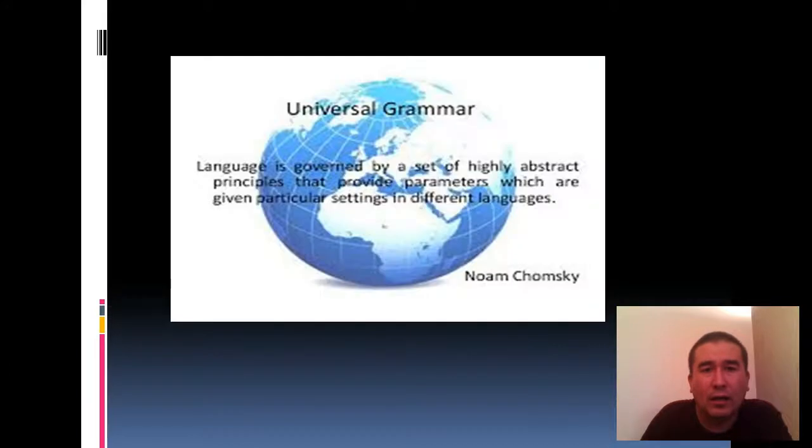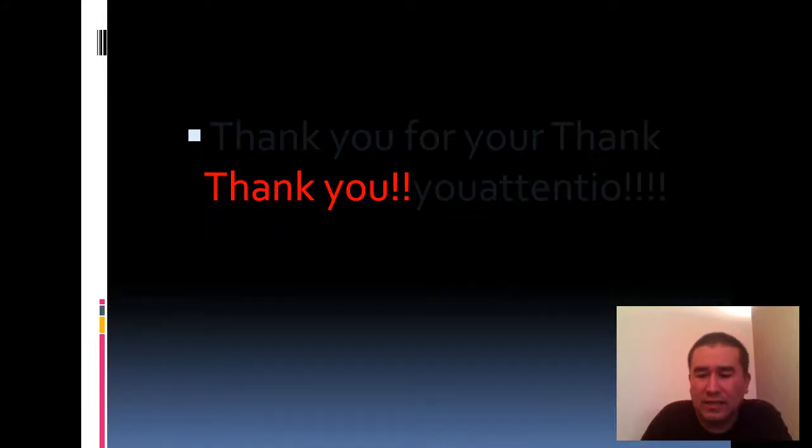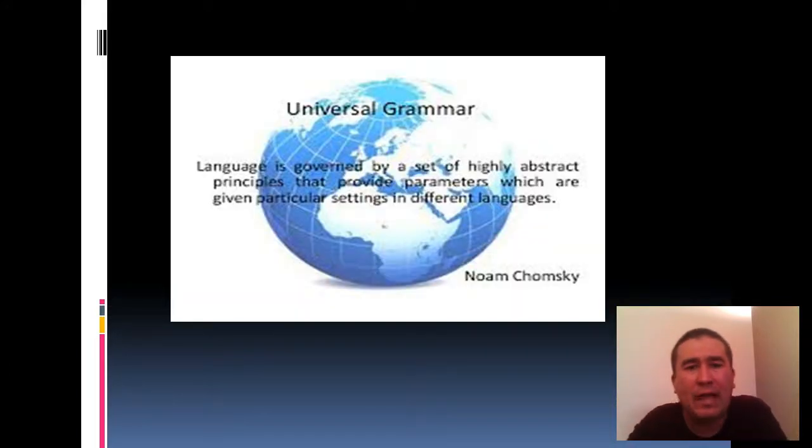Language is governed by a set of highly abstract principles that provide parameters which are set differently by different languages. And this was the last definition of universal grammar.